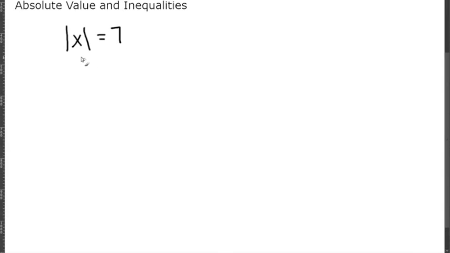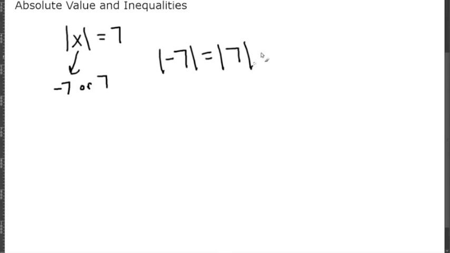In this video, I'm going to explain how absolute values work in inequalities. Say you had the absolute value of something like x, and we told you that the absolute value of x was equal to 7. That means that x could either be -7 or +7, since the absolute value of -7 equals the absolute value of 7, which equals the positive number 7.